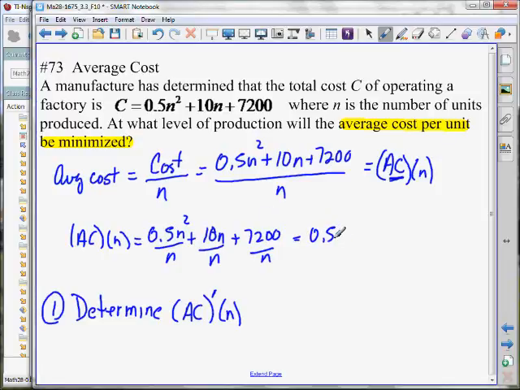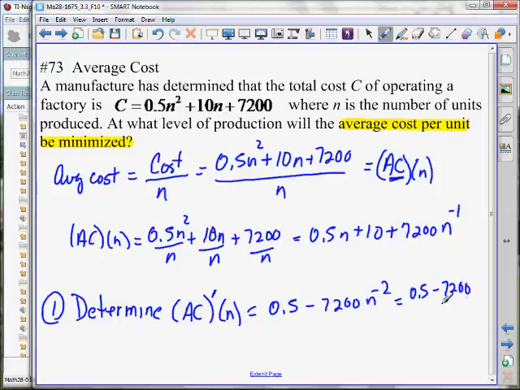So we'd have 5/10 n plus 10 plus 7,200 divided by n. But another way of saying that is n to the negative 1. Now I don't have to worry about the quotient rule. I'm as happy as you are, okay? A little less work. So 5/10 plus 0 minus 7,200 n to the negative 2. If you like, 5/10 minus 7,200 divided by n squared. Either way.